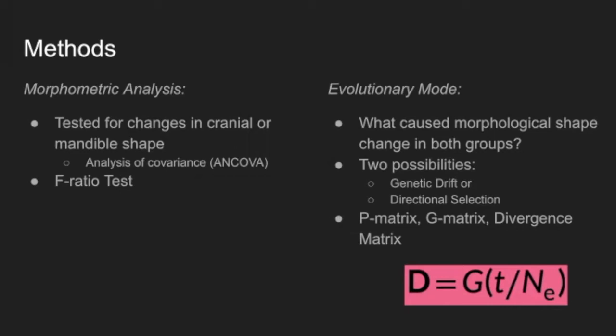They ran this test and manipulated it to get this bottom test, which was the D matrix, I believe, the divergence matrix. They ran 1,000 iterations for the multivariate drift test to simulate the amount of morphological divergence expected under the model of genetic drift, and they compared these values. And this is the equation that they used for that part.